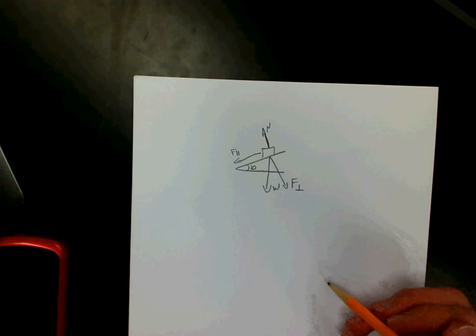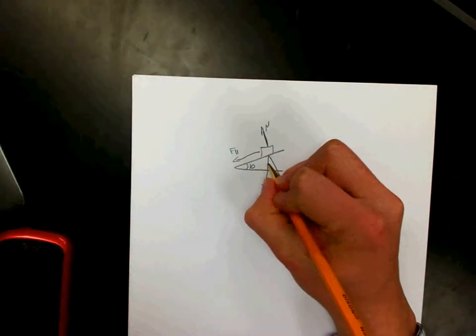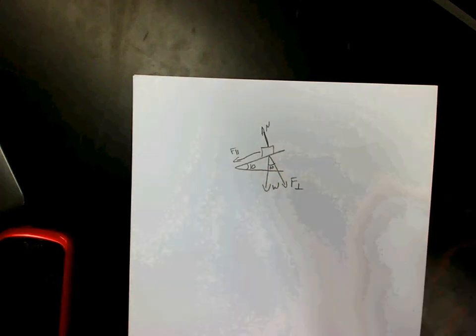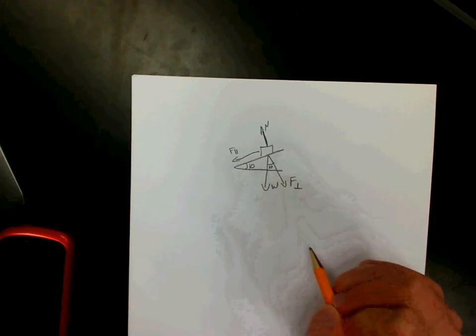Alright, now here's where the extra credit comes in. The extra credit is to prove that this angle is 10 degrees. So this angle is 10 degrees. Prove that this angle here is also 10 degrees.